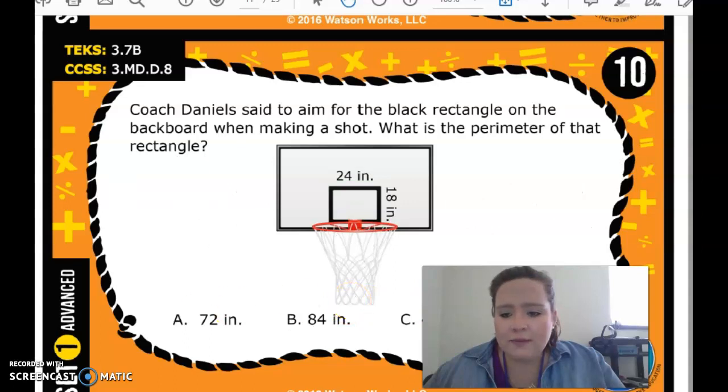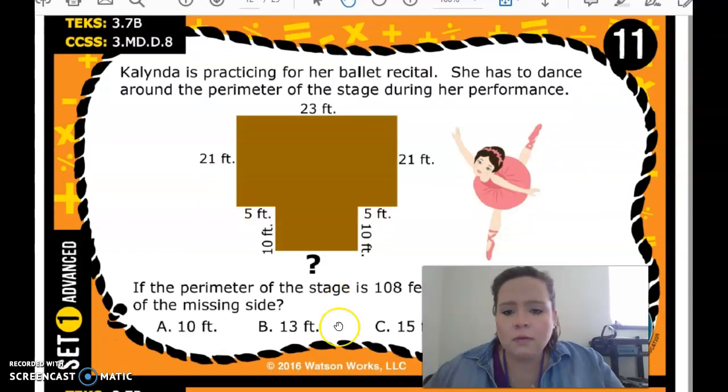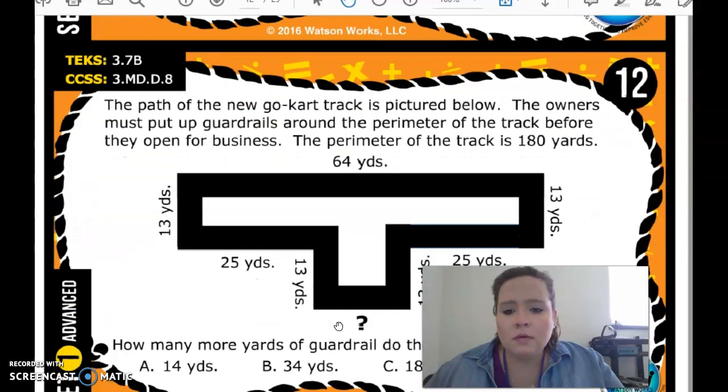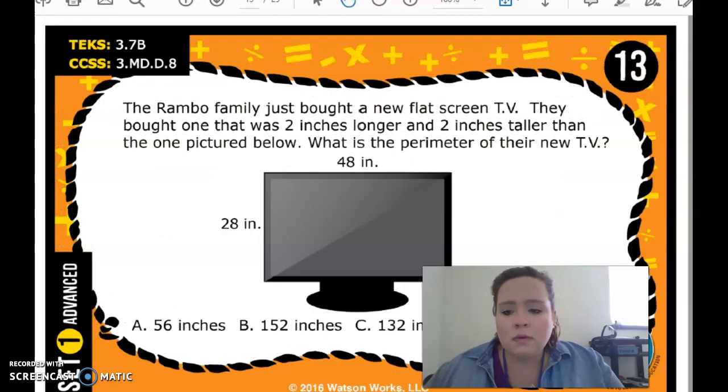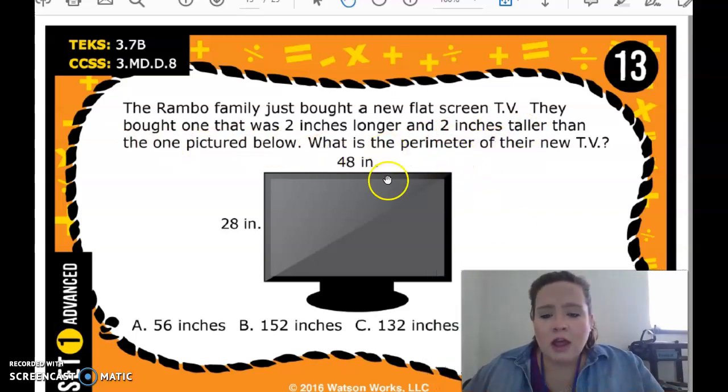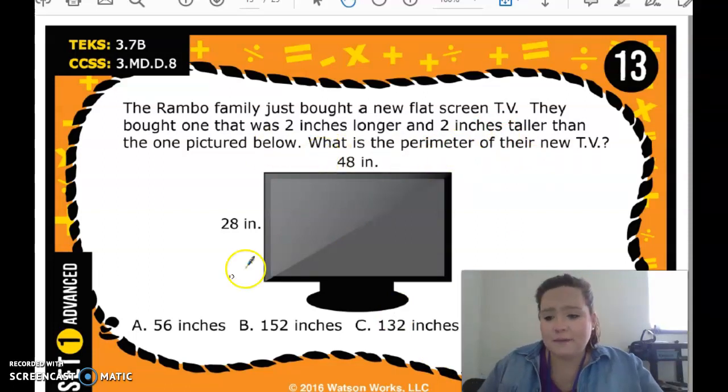Okay, let's do another one. The Rambo family just bought a new flat screen TV. They bought one that was 2 inches longer and 2 inches taller than the one pictured below. What is the perimeter of their new TV? This is the TV that they did have. They bought a new one that is 2 inches longer and 2 inches taller. So how are we going to figure out the dimensions of our new TV?